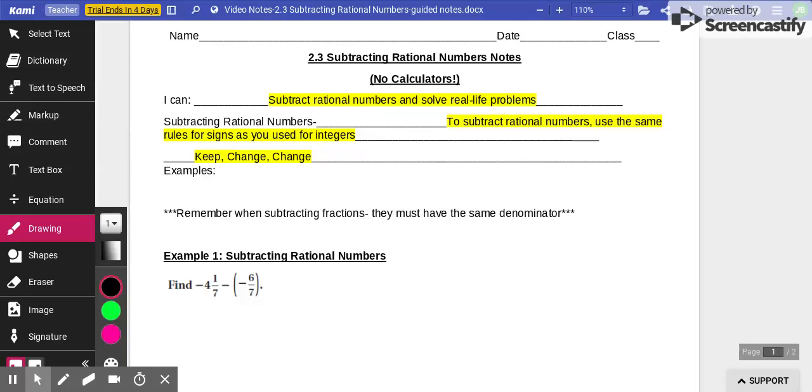Hi guys, today we are going to work on our 2.3 subtracting rational numbers notes. Our I can statement: I can subtract rational numbers and solve real life problems.